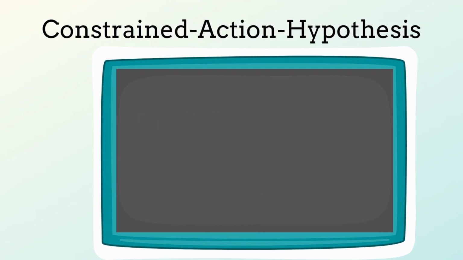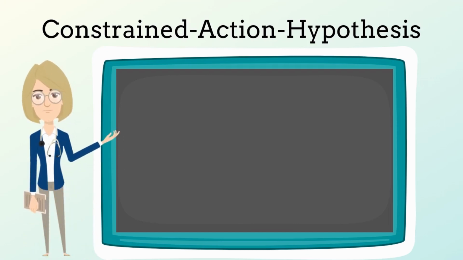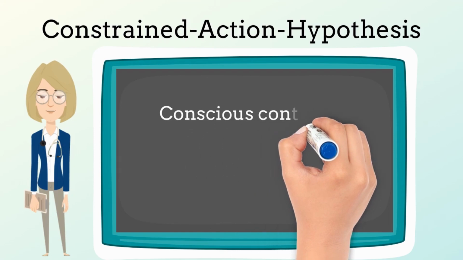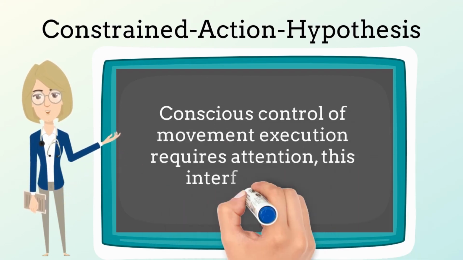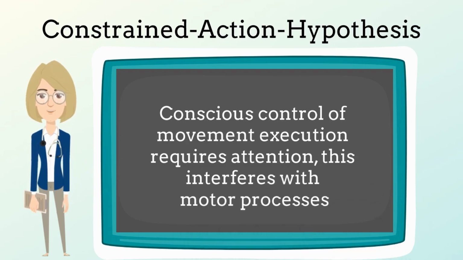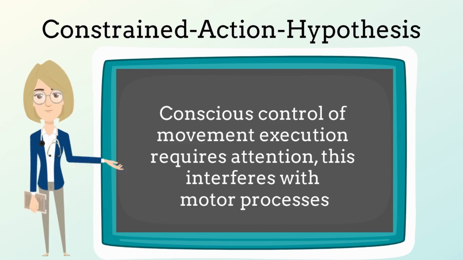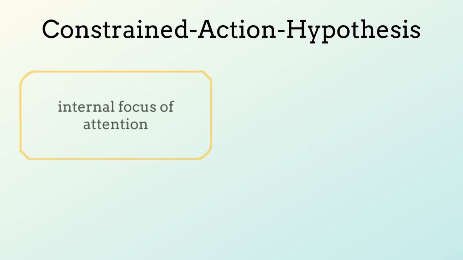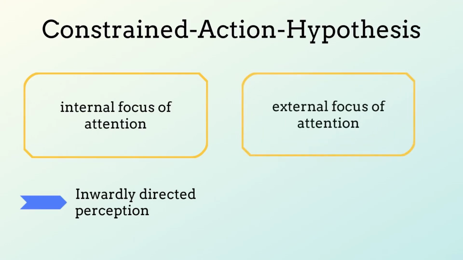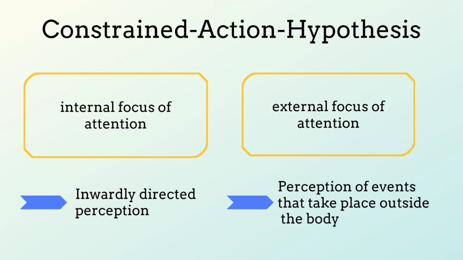The constrained action hypothesis by Gabriele Wulf belongs to another theory of implicit motor learning. It claims that the conscious control of the movement execution would require attentional resources which, in turn, would interfere with the underlying motor processes. Instead, a focus on the movement outcome would not. In this respect, the constrained action hypothesis is tested by a comparison between an internal focus of attention versus an external focus of attention. The latter concerns the perception of events that do not take place inside the body but outside.